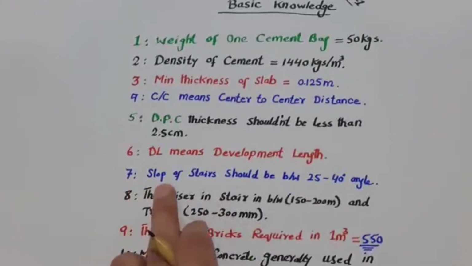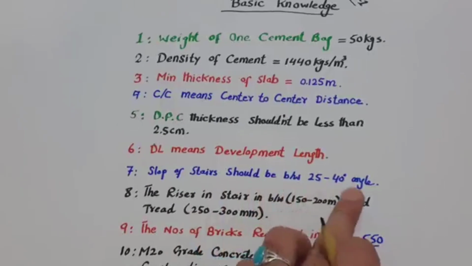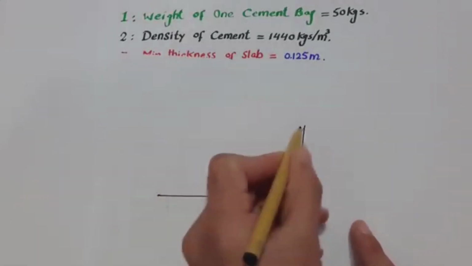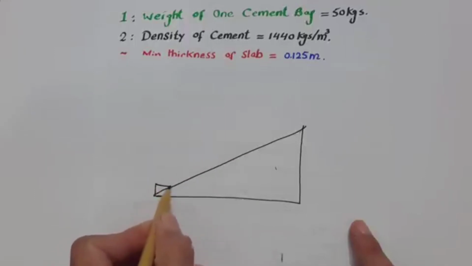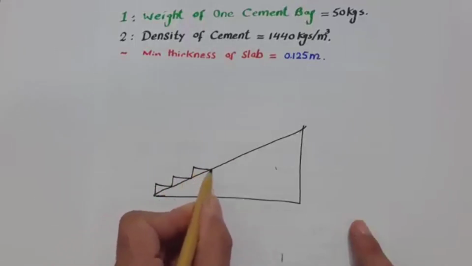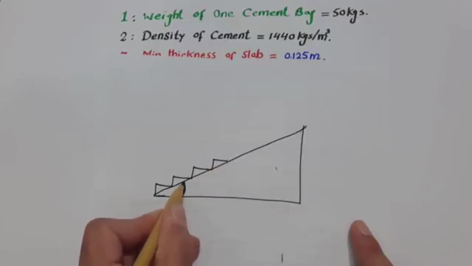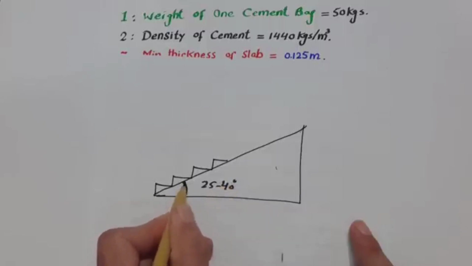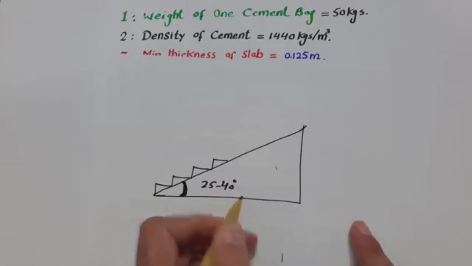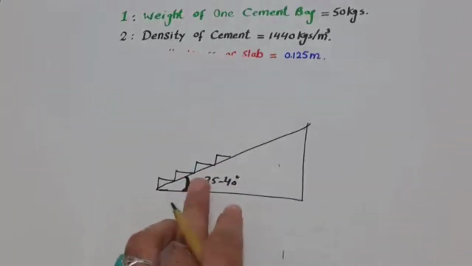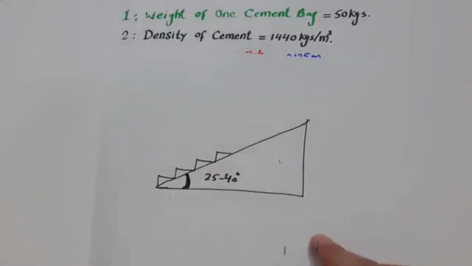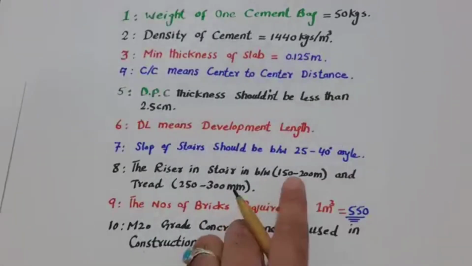The next one is, guys, seventh, slope of stair should be between 25 to 40 degrees. What does it mean? Guys, you can see this is a wall, this is stair, and these are steps. This angle should be between 25 to 40 degrees. It should not be more than 40 degrees, otherwise the people will face more problems when they are using these stairs.